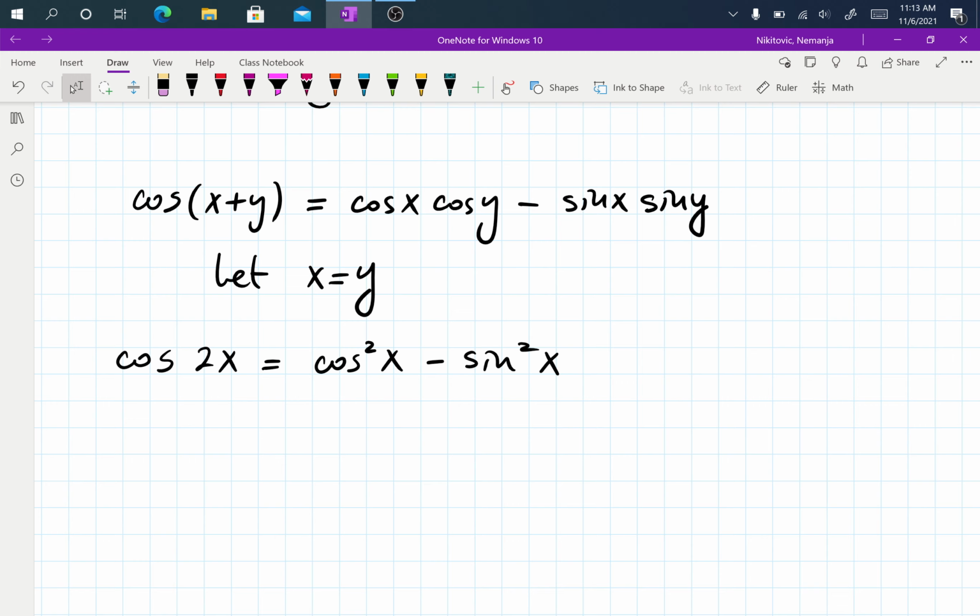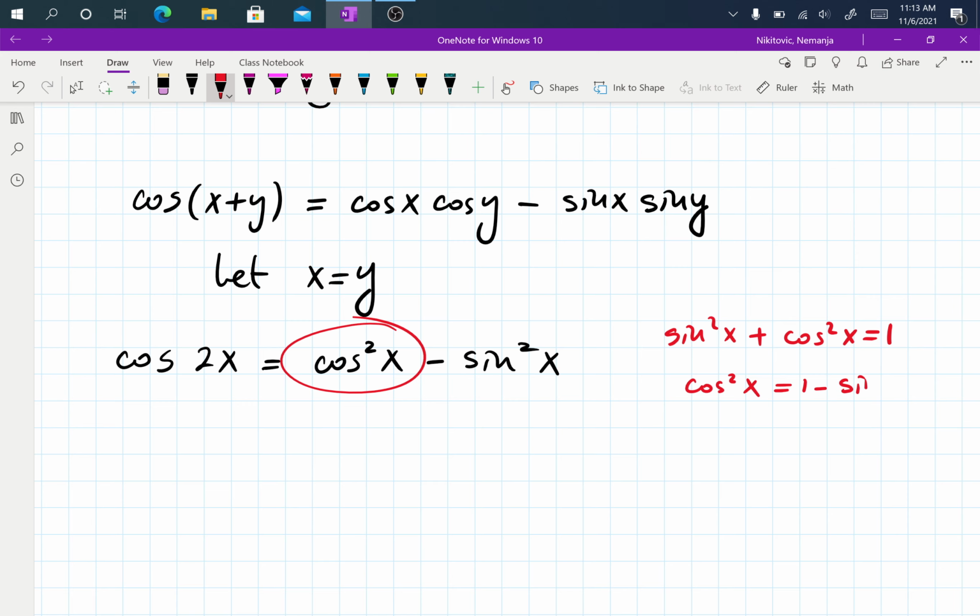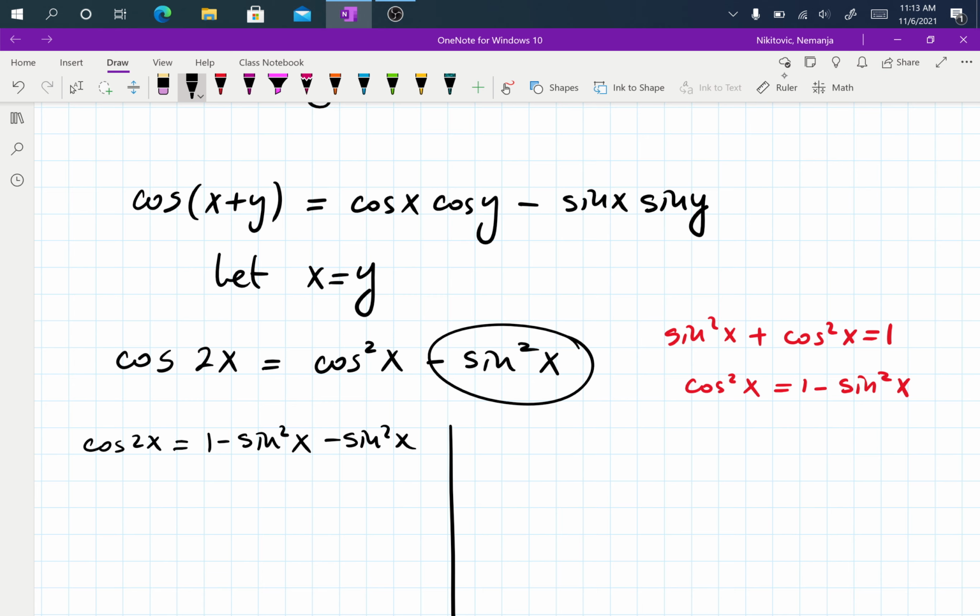Now this double angle, by use of the Pythagorean identity sine squared x plus cosine squared x equals 1, can be written in two other ways. This cosine squared x can be written as 1 minus sine squared x, which would lead to two separate formulas. When I replace that cosine, I get cosine 2x equal to 1 minus sine squared x, and then minus sine squared x that is still in the formula gives us cosine 2x equals 1 minus 2 sine squared x.